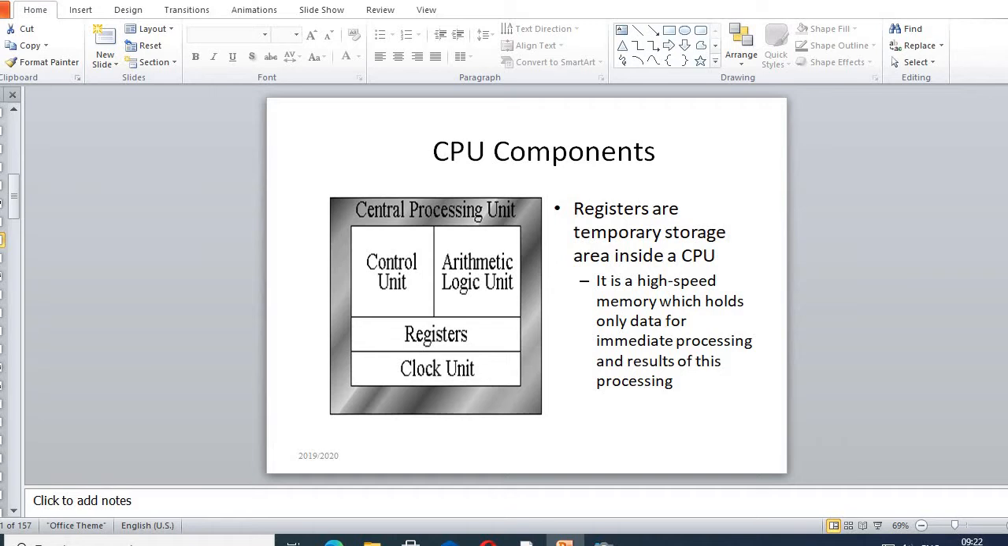Calculations. Then you can see register, and they're telling us here on the side that the register is a temporary storage area inside the CPU. It is a high-speed memory which holds only data for immediate processing and the results of this processing altogether. So this is what we've talked about.